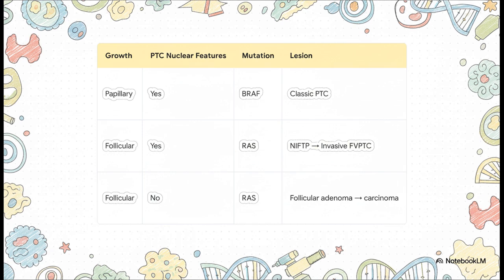But if those same RAS-mutated cells start to get those papillary-like nuclear features, now you're heading down the path to a NIFTP or an invasive follicular variant of PTC. And then in total contrast, you have classic papillary carcinoma with its true finger-like growth, which is almost always driven by a BRAF mutation. This molecular split is a huge concept in thyroid path.